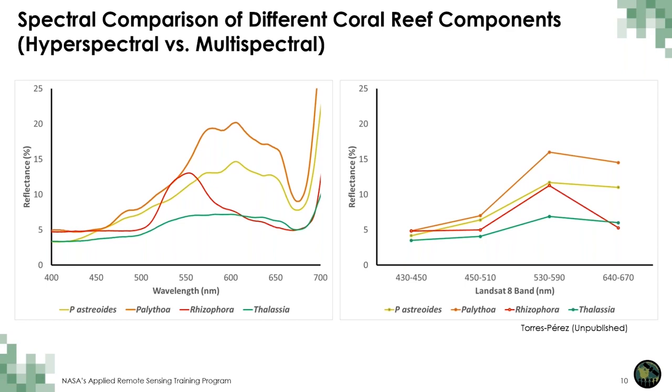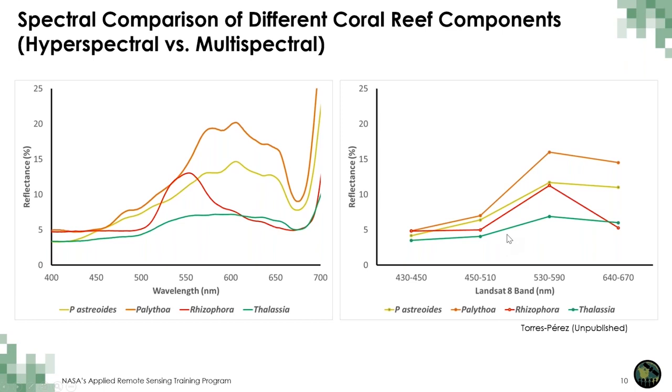Okay, so here we have the same graph that we saw on the left-hand side a couple of slides ago, where the data was collected in situ with a spectroheliometer. And then on the right-hand side is the same data set, but adjusted to the four Landsat 8 bands in the visible range. You see that most of the spectral features that appear obvious to distinguish, particularly these reef components that we mentioned before, in the hyperspectral in-situ data, are lost in the multispectral adjusted data.